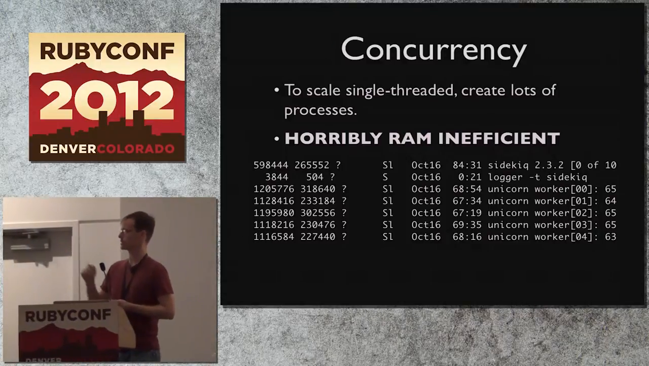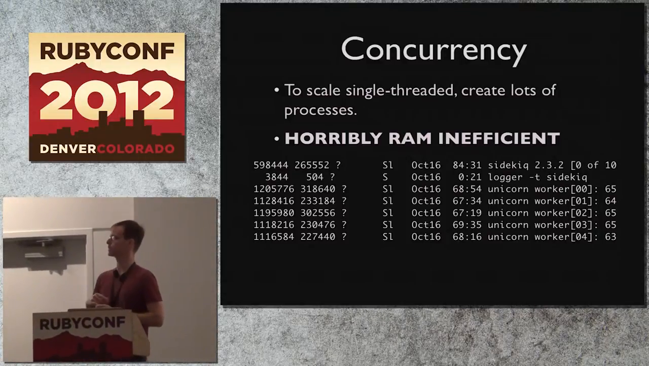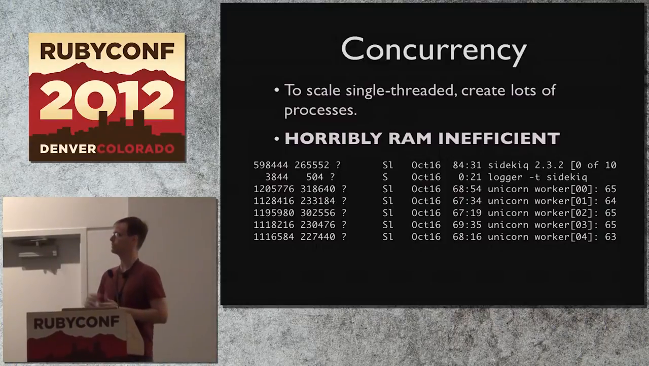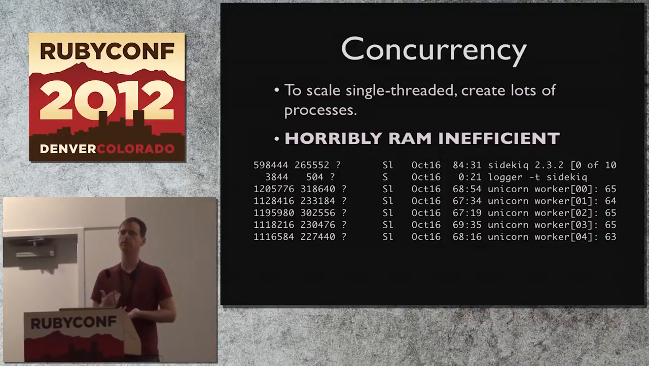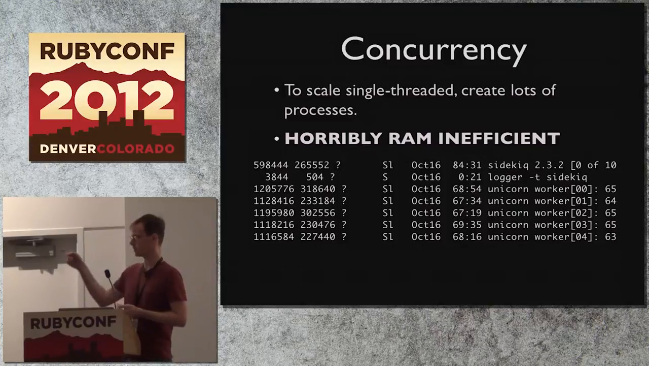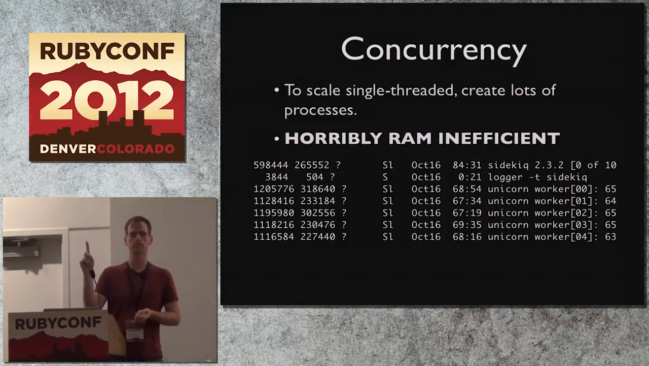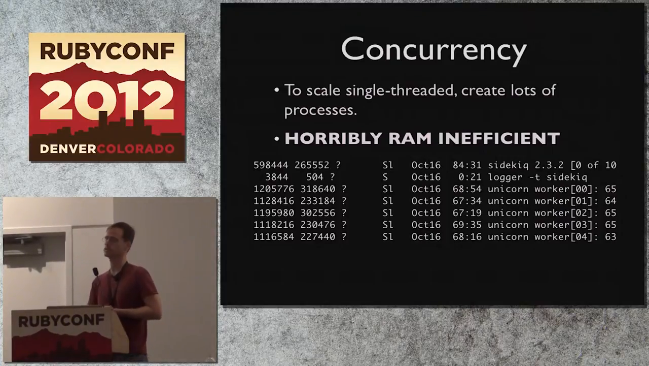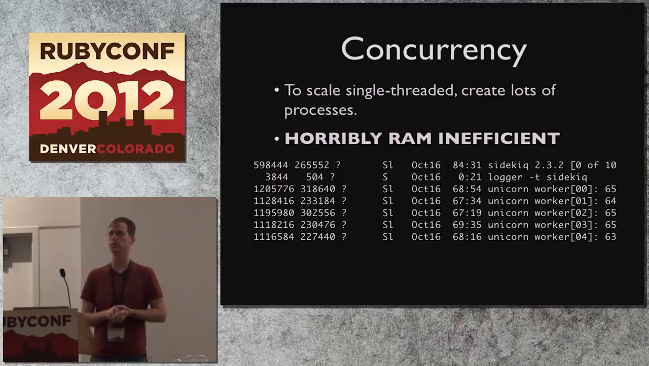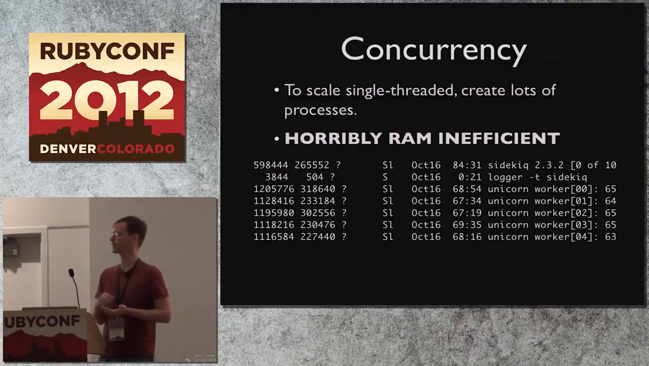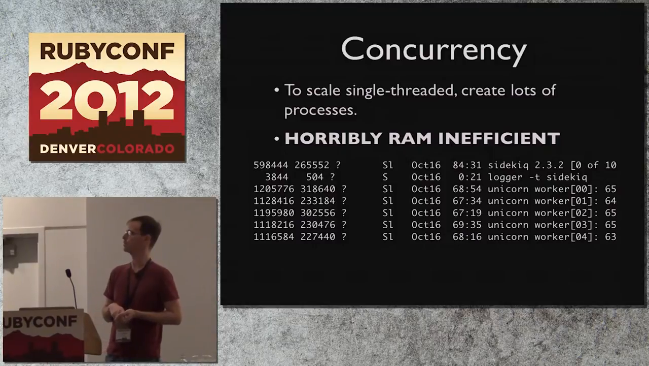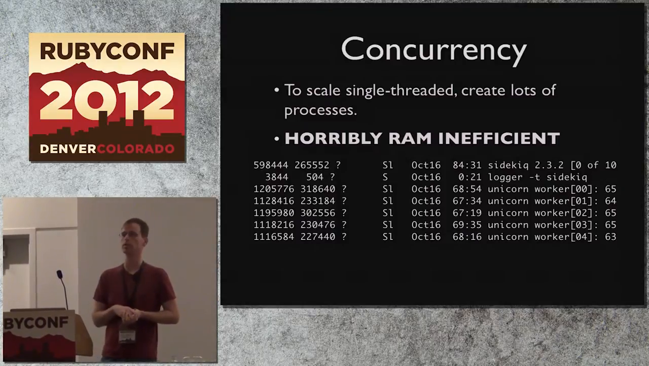Okay, this is an example from the Climb's production server. We've got 5 unicorns running at about 250 to 300 megabytes each. Each one of those can handle one request at a time. That's pathetic. At the same time, right next to it, I've got a Sidekick running with 10 worker threads, taking 250 megs of memory. So Sidekick can effectively do twice as much work while being the same size as one of those unicorns.